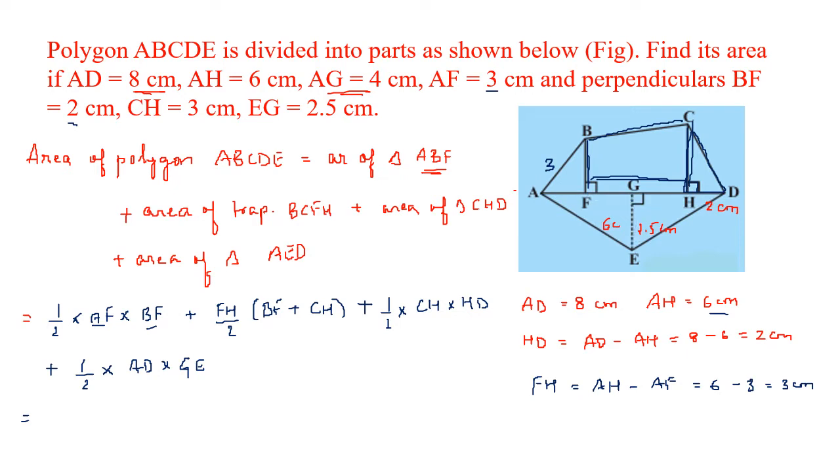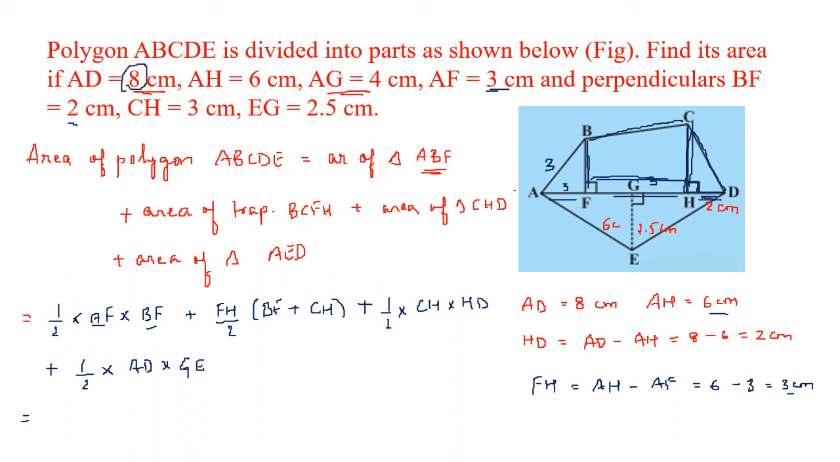We got AF is 3 centimeter. Now we got FH is 3 centimeter and we had HD as 2 centimeter. So 3 plus 3 plus 2, 6 plus 2 is 8, and we have AD equal to 8. So we now know what is FH.